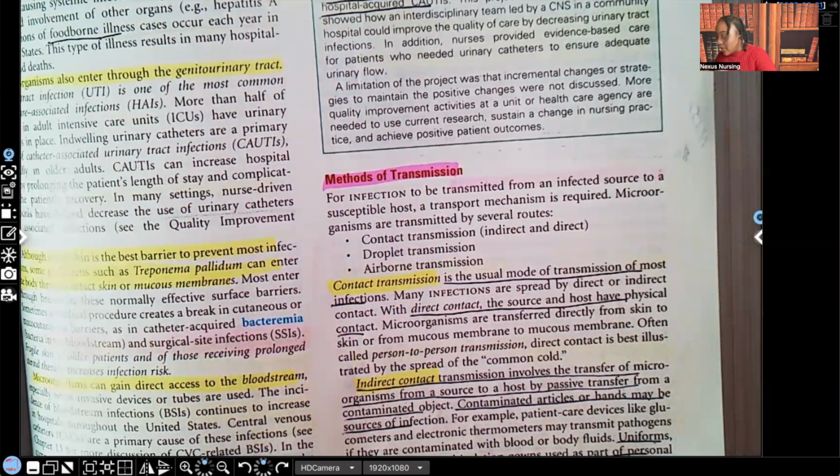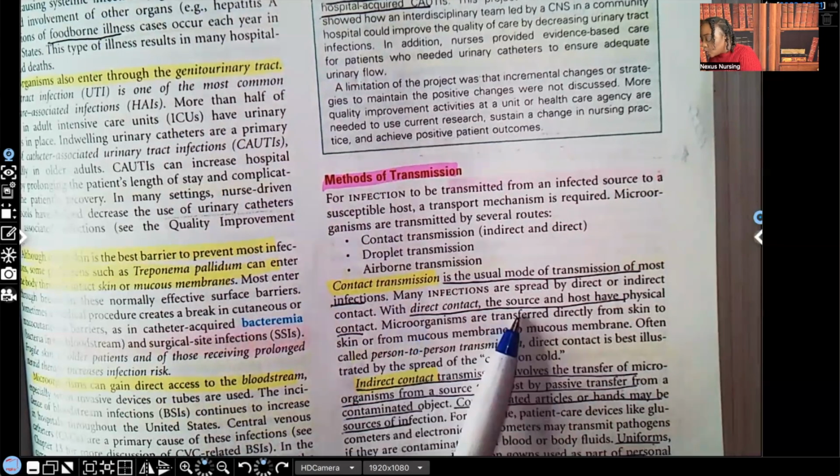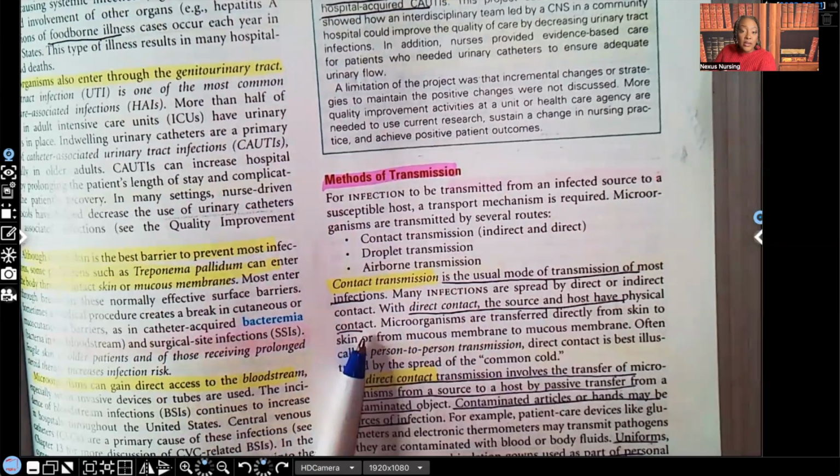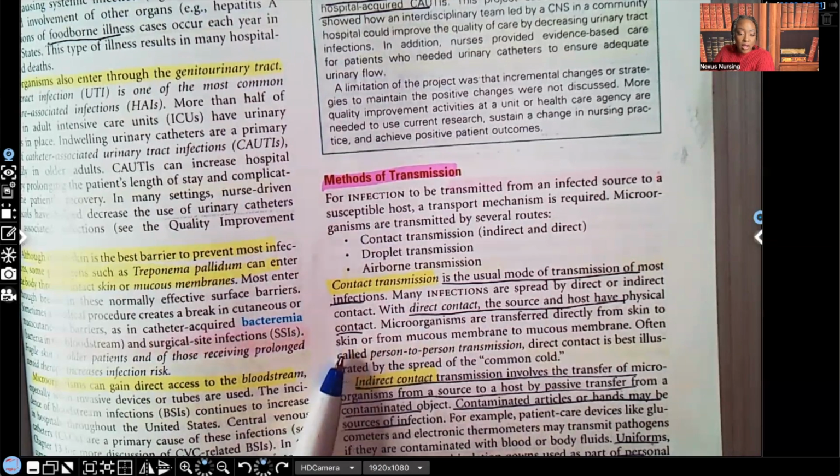So direct contact. With direct contact, the source and host have physical contact. When I say physical contact, they're actually touching that person. There's physical contact, okay?